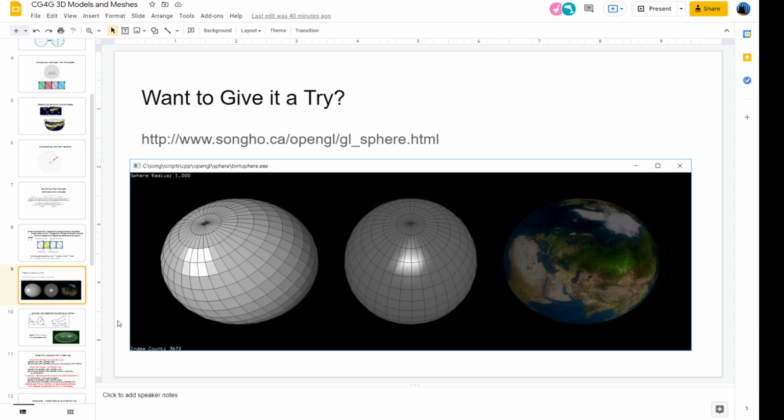And here, because I know you all know how to use the internet, I'll just save you the one step. This is a really good step-by-step tutorial going through OpenGL and spheres. Song Ho has a bunch of different tutorials and algorithms and all sorts of things. The sphere is a good one. If you want to generate your own sphere, check out that page. Easy enough to do.